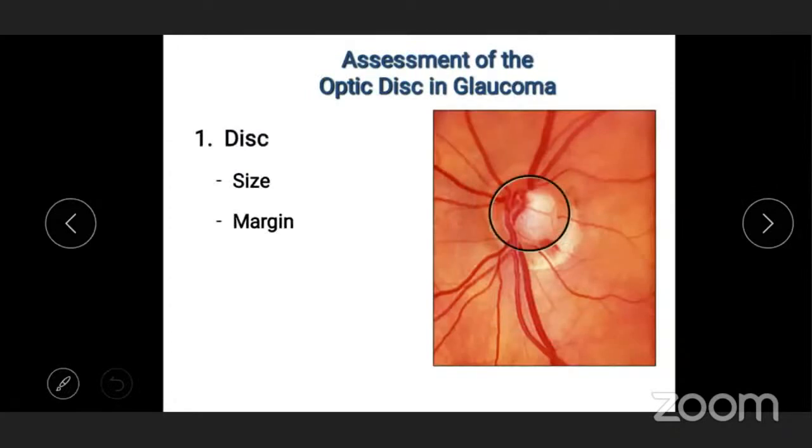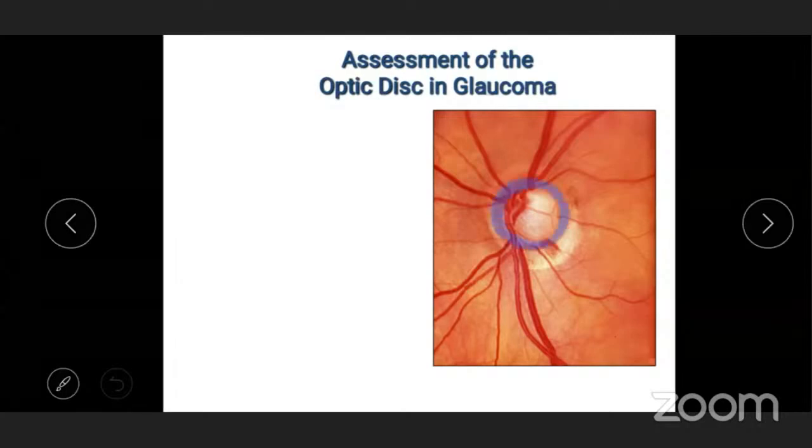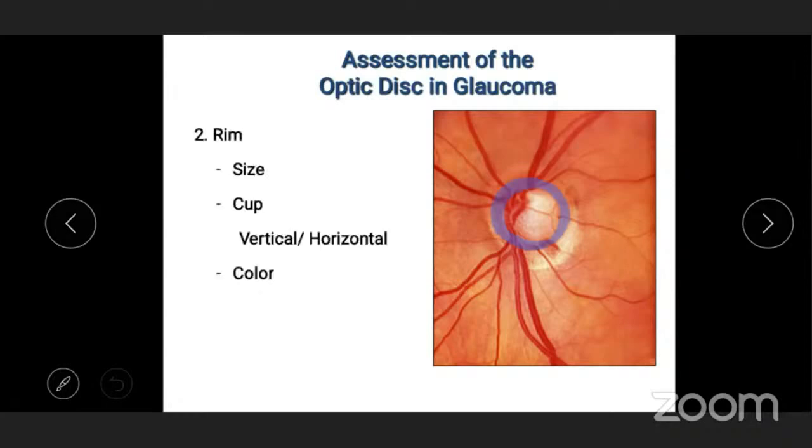So the first thing to look at is the disc size and the margin. And this is very easy. Usually the size of the disc, as we know, is about 1.5 millimeters. And this can be measured with the slit lamp measuring tools which are available. Once you've done the disc margin and size, the next thing to look at is the rim. Then, based on the disc and the rim, you calculate the cup. So the cup actually is the third thing to look at.